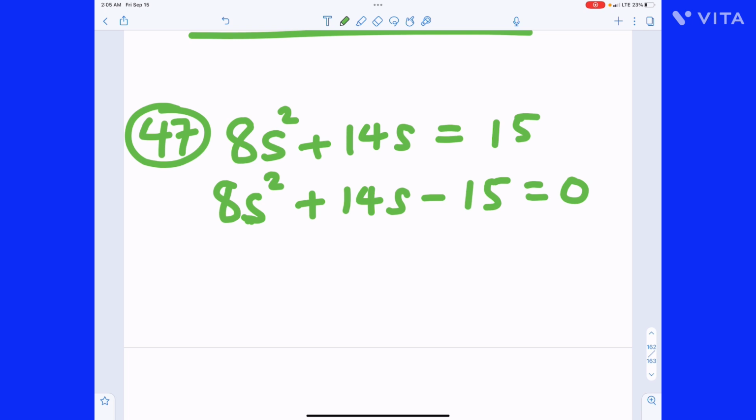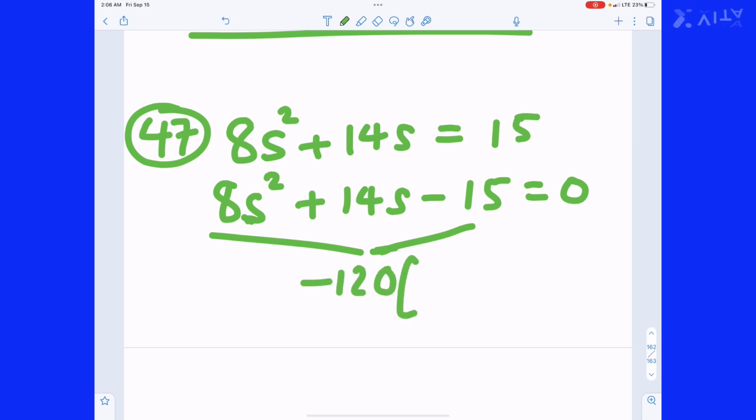So what do I do next? 8 times minus 15 will give me minus 120. Now the two factors that we multiply to give minus 120 and add to give plus 14 are plus 20 and minus 6.